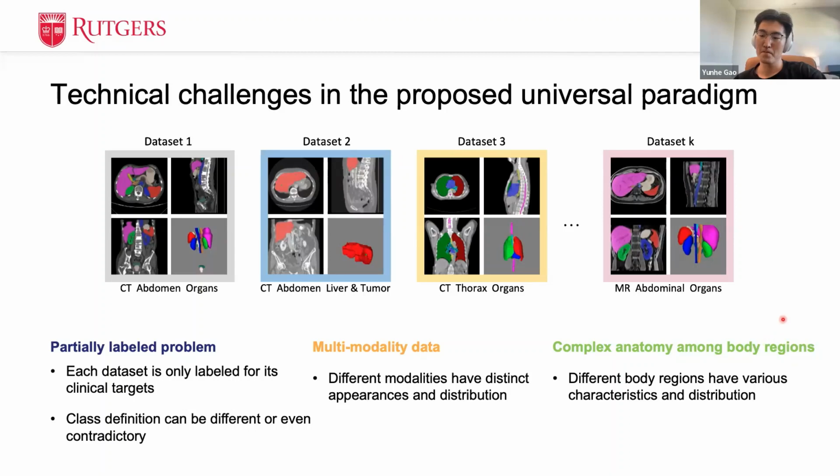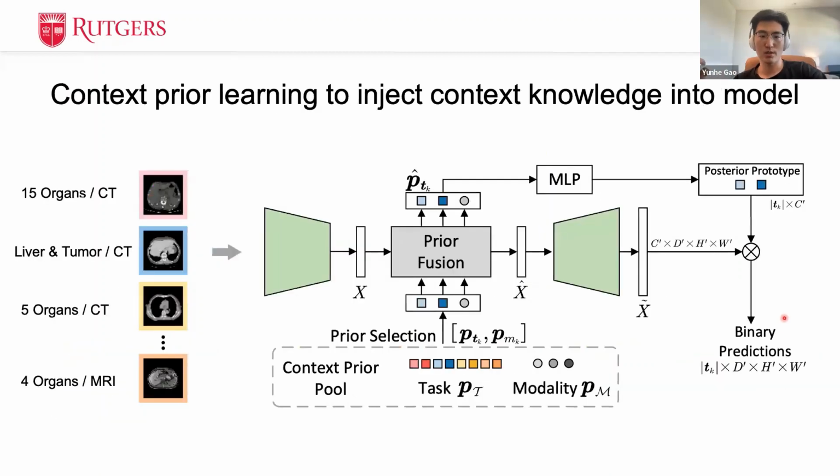So in this work, to handle this partially labeled problem and the heterogeneity in the data, we propose our solution with context prior learning. Here is the figure of our framework, and we name our method Hermes. The core idea of our method is the joint learning of a shared backbone for all tasks and some task-specific context knowledge. During inference, we can use the learned context knowledge to guide and help the model to perform assigned tasks. So let's go into the details.